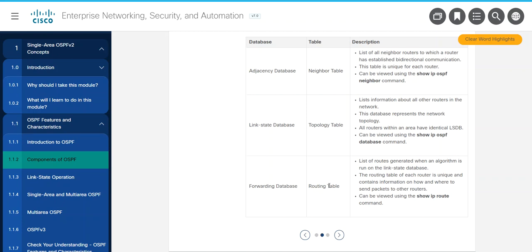The third table that's used is your routing table. So when you issue the show IP route command, you will see the routing table, and that's what the router uses to determine where to forward your data.